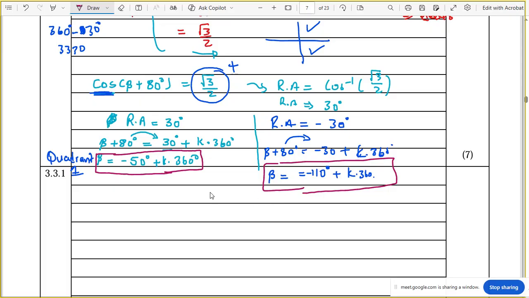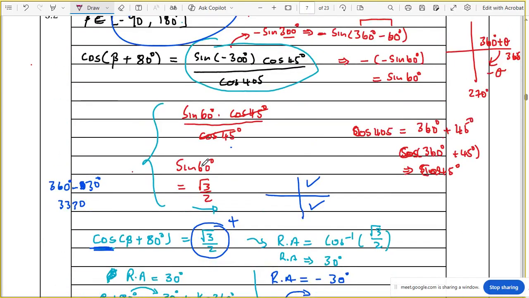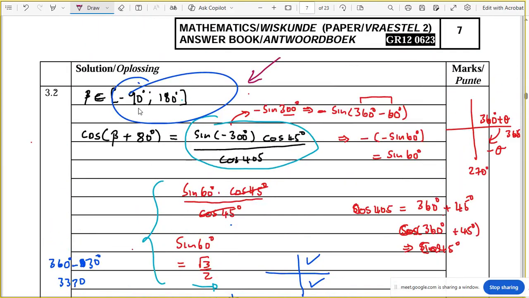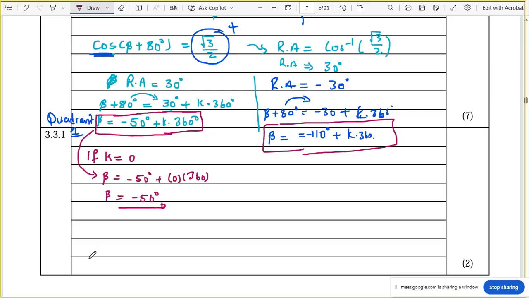I'll definitely work on that. So I'm going to test if k is 0 in this equation. What is beta equal to? That's minus 50 plus 0 times 360, so beta is just minus 50 degrees. Then you check, is minus 50 in that interval? Yes, minus 50 is between minus 90 and 180, so I'll definitely take that answer. Once you get that answer, you're going to look for the answer on this next part.